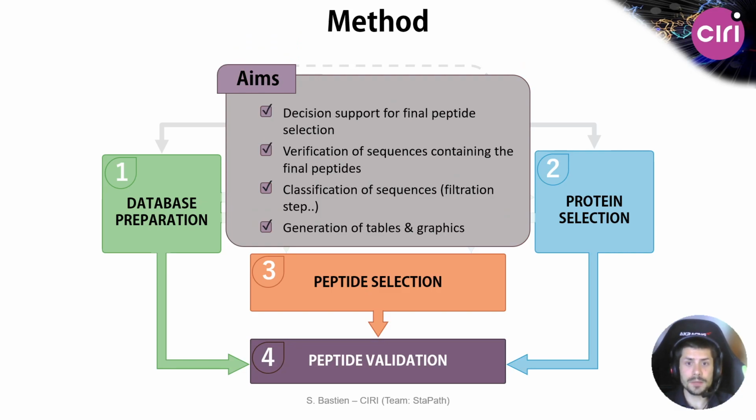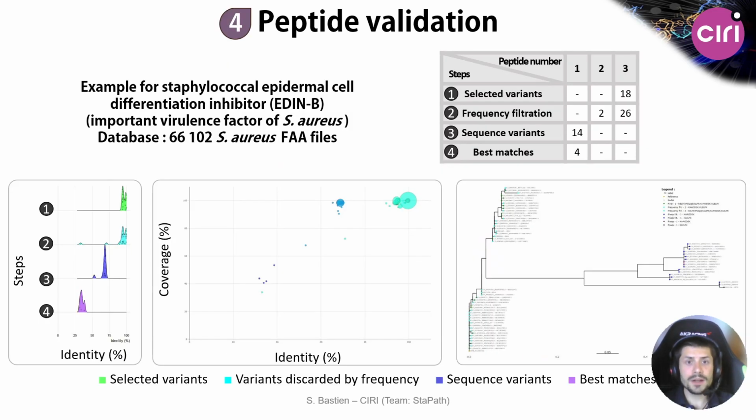Finally, the last step, called peptide validation, checks the specificity of the final list of peptides. The goal is to list all the sequences which contain at least one peptide derived from the initial database. Here is an example of what can be obtained.